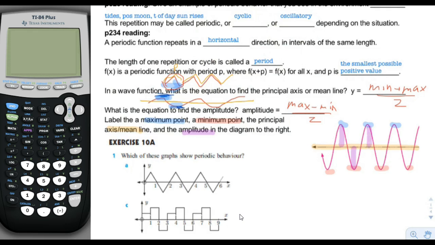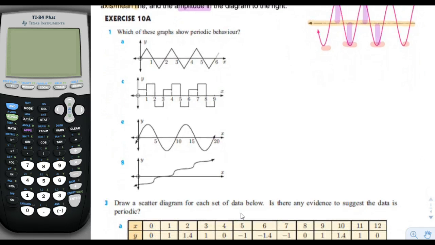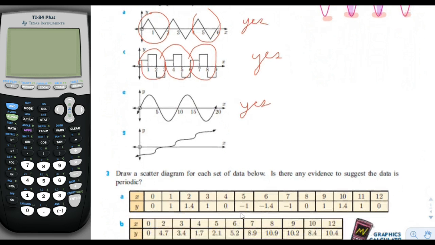All right. Moving down. Which of these diagrams show periodic behavior? Well, remember, as long as the pattern repeats over and over again in the horizontal direction, then that's periodic. So we can see that it's repeating. So yes. And this too, right? It's like this cycle here is repeated over and over again. So yes. This one too, yes. It's just a sine wave. What about this one? Well, this one kind of looks like it's repeating, but it's not repeating in the horizontal direction, right? It's repeating like in the diagonal direction. So no, this is not periodic.